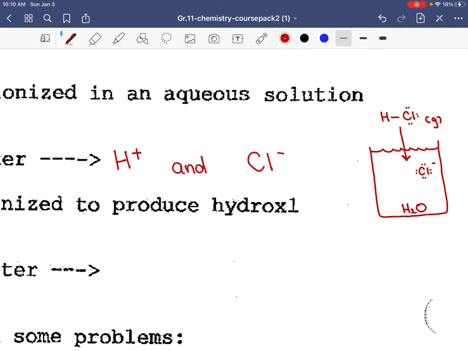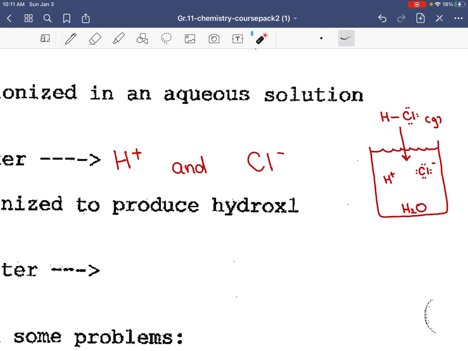Now, what about H? Poor H is now electronless, and he's now an H plus. This situation right here is an aqueous situation because HCl is no longer together. HCl is actually separated into its ions, so it is now aqueous.